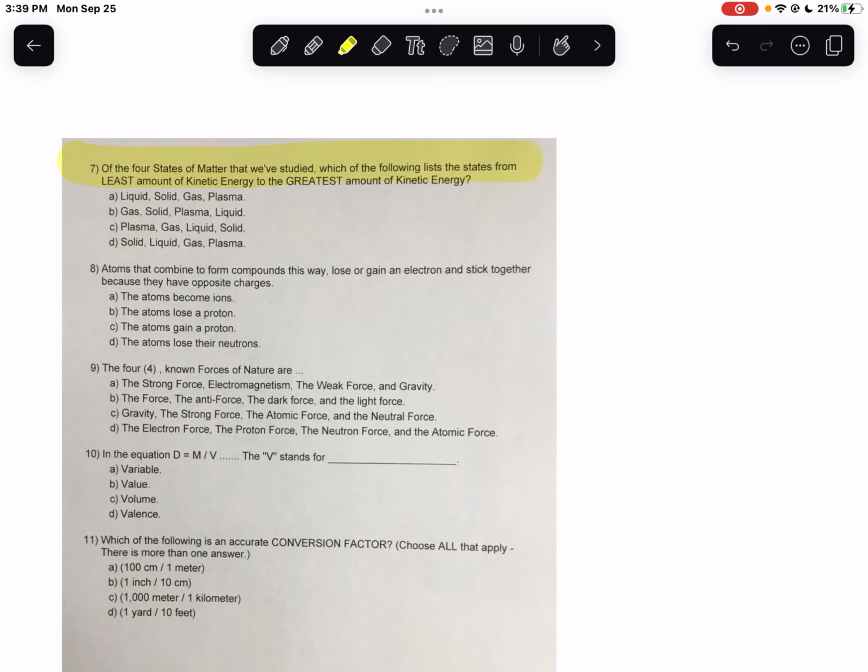Of the states of matter that we studied in class, the 4 states that we studied in class, the least amount of kinetic energy and the most amount of kinetic energy would be solid, liquid, gas, and plasma. That would be D down here.